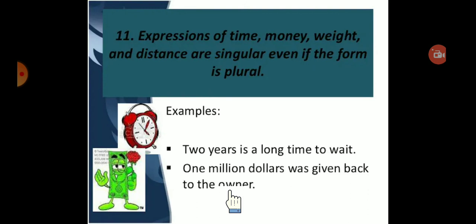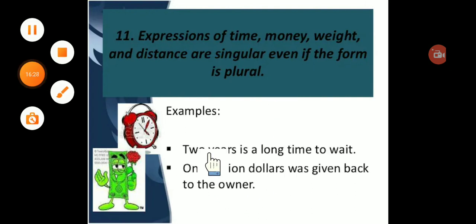So student, what is rule number 11? Expressions of time, money, weight and distance are singular even if the form is plural. See, 2 years is a long time to wait. $1 million was given back to the owner. So money, weight and distance always play the role of singular, even if the form is plural. If the form is plural, no issue, but with a singular subject, a singular verb should come. Understood according to this rule.